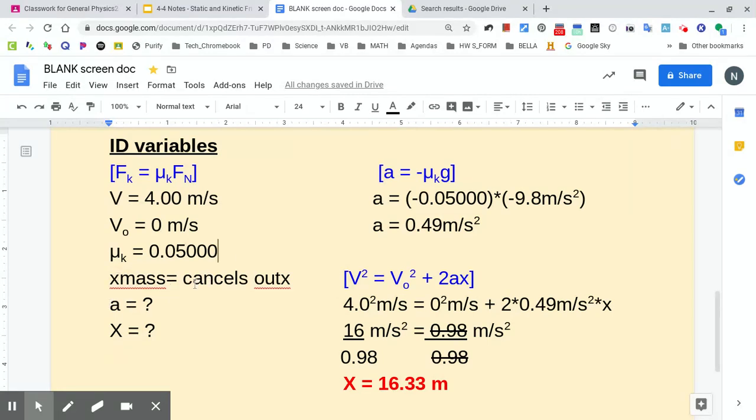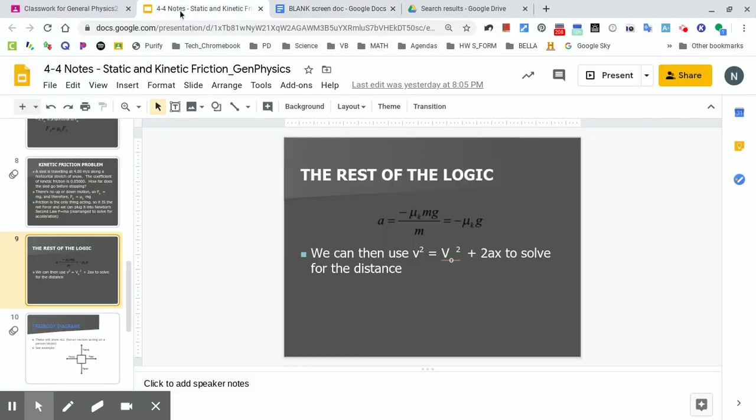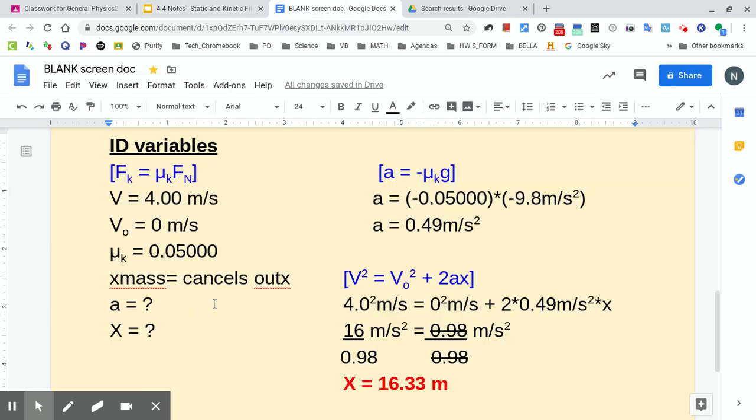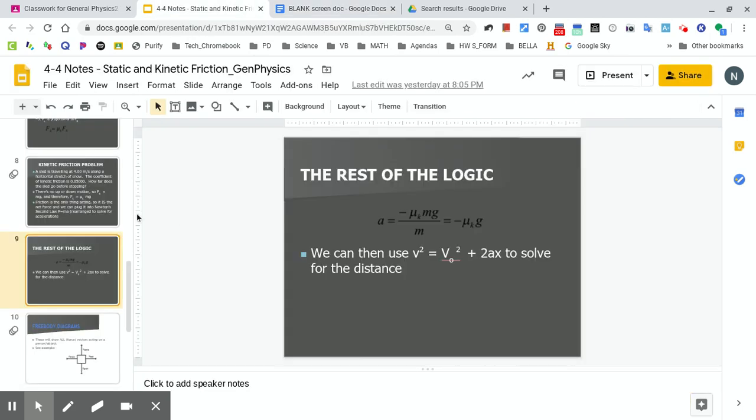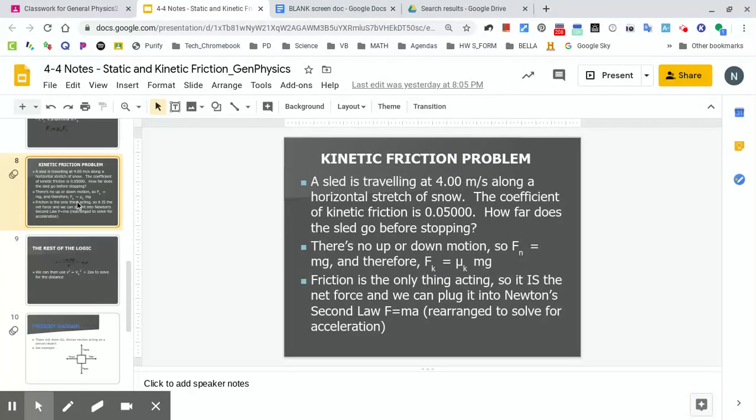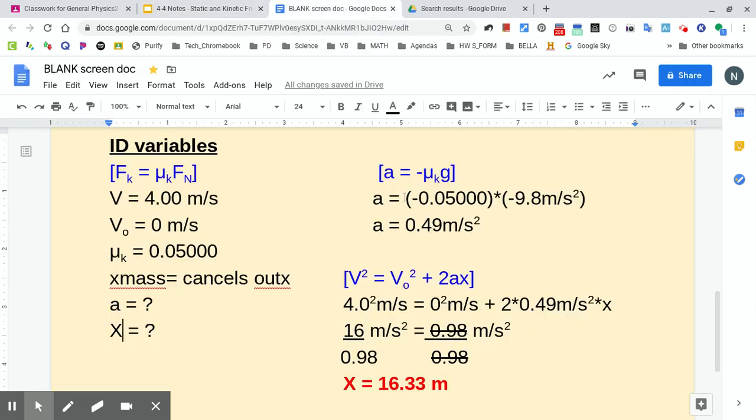The mass ends up canceling out like it showed on this slide here, and you're left with this for acceleration is equal to that. So we don't have to worry about that. You can use that to find the acceleration first, which is shown over here, and then we can use that finally to find the distance. How far does the sled go before stopping, before the frictional force takes over enough? So you have your coefficient of kinetic friction times your gravity, and you get 0.49 meters per second squared.